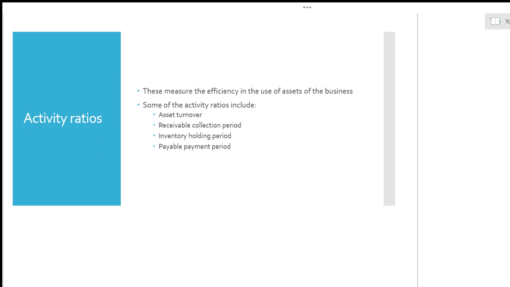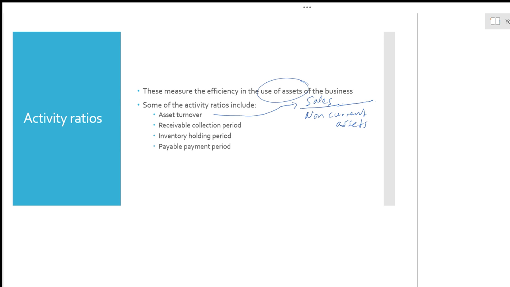Now, what other ratios do we calculate? We also calculate the activity ratio to study how efficiently the assets of the business are being used. One of them is the asset turnover, which is calculated by taking the sales of a business divided by the non-current assets of the business. The usefulness of asset turnover is that it shows how efficiently the business is using the non-current assets in generating revenue.